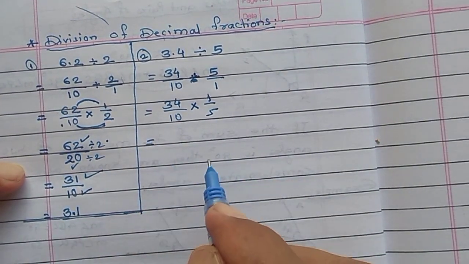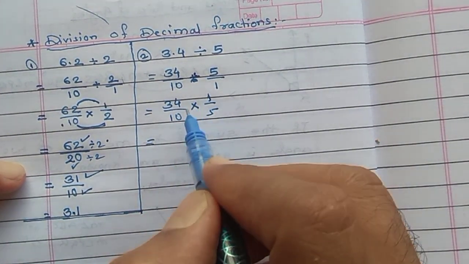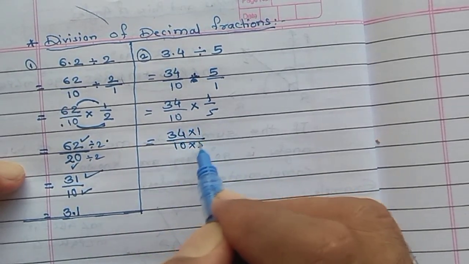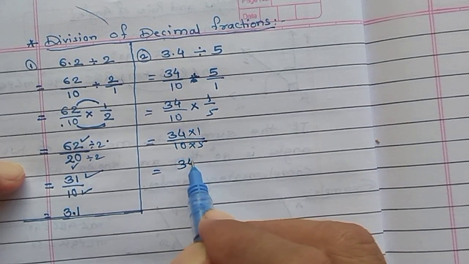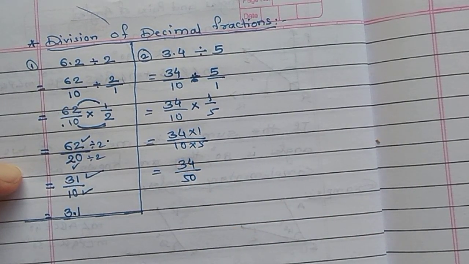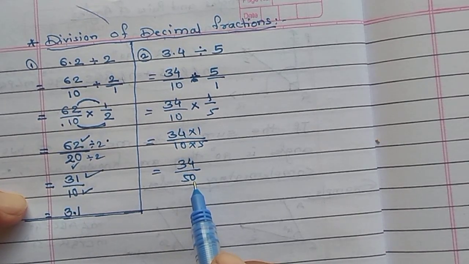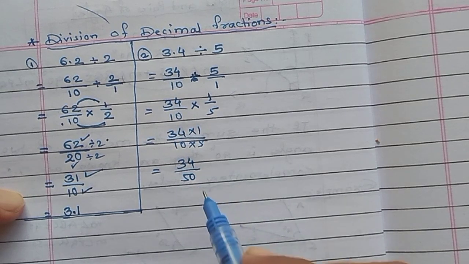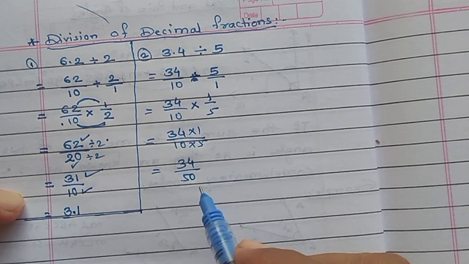Now apply the rules of multiplication of fractions. So 34 multiplied by 1 upon 10 multiplied by 5. The answer we get is 34 upon 50. Now is it possible to convert this 50 into 10? This 50 we can convert into 10 by dividing by 5.